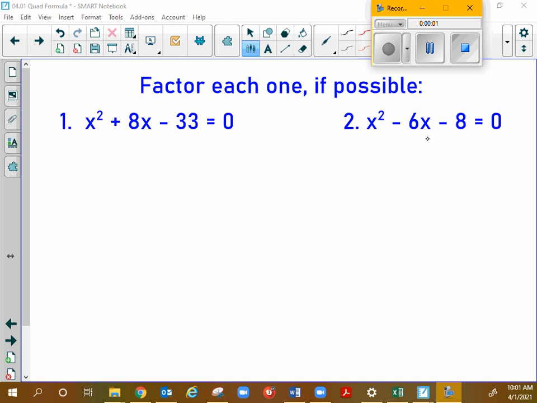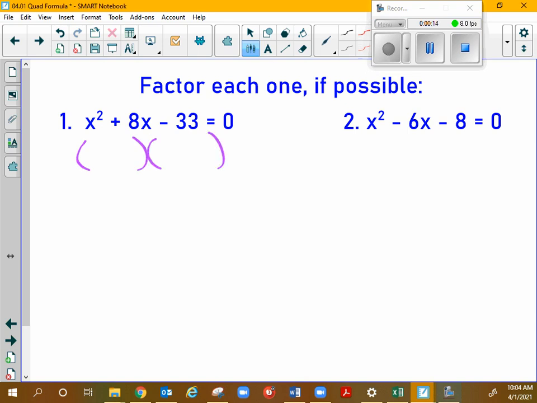Factor if possible. If not possible, just write prime. Is number 1 factorable? Yes. Okay, so what are my factors here? X plus 11, x minus 3. Good. If I solved that, what would be my solution? Negative 11 and positive 3. Very good.